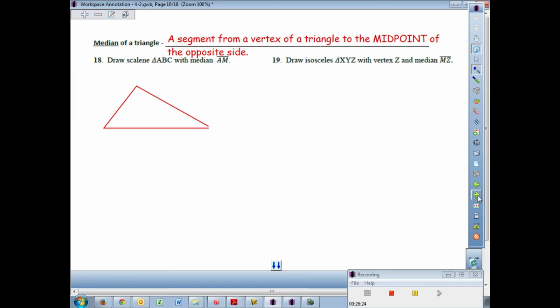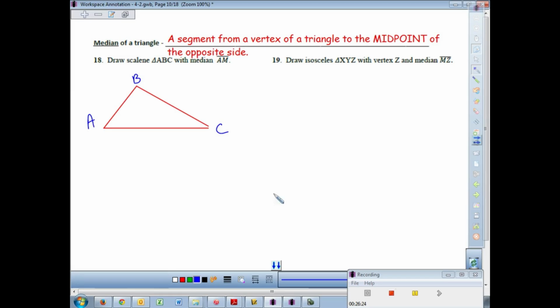Fabulous. It's supposed to be triangle ABC. We need those vertices. Does it really matter where they go? They don't tell us, so let's just all do it the same. How about A, B, C? Did I draw that as a scalene triangle?